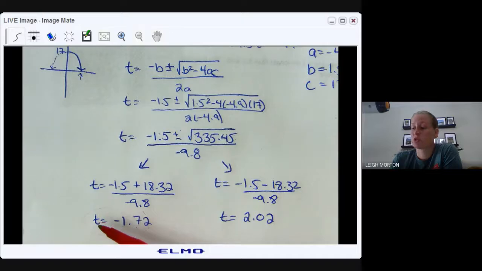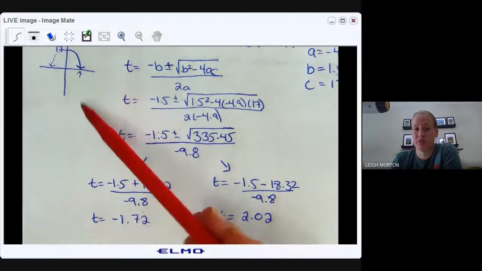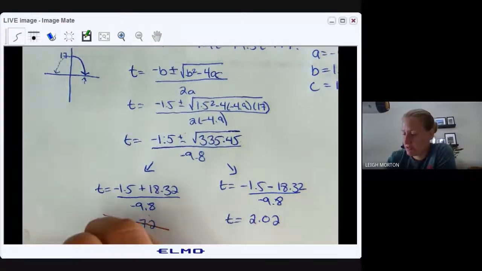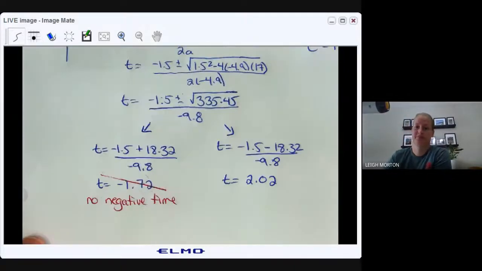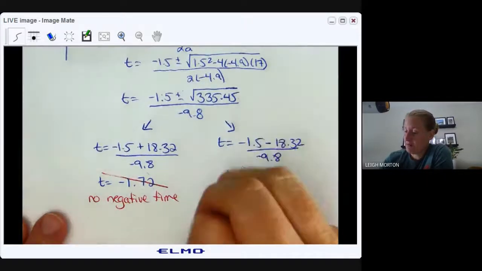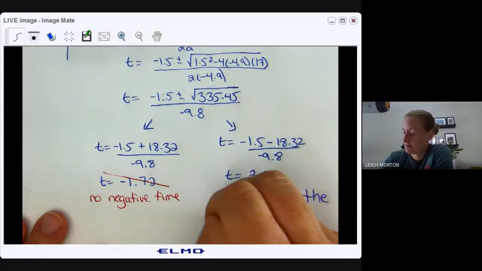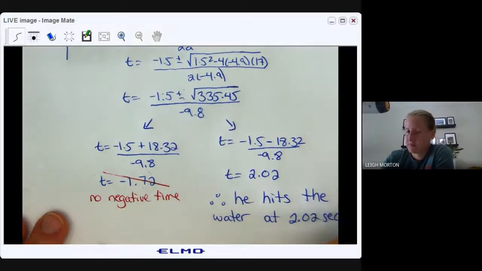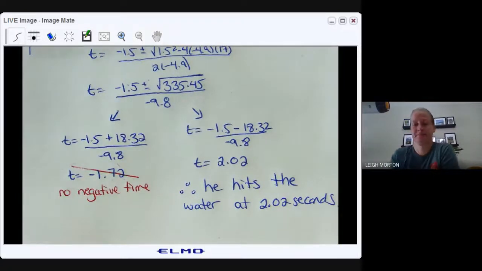He's jumping forward, so that would be if our x-axis was distance. Our x-axis is time, though. So can we have a negative time? No. We're going to rule out no negative time. So that means, therefore, he hits the water at 2.02 seconds. The end.